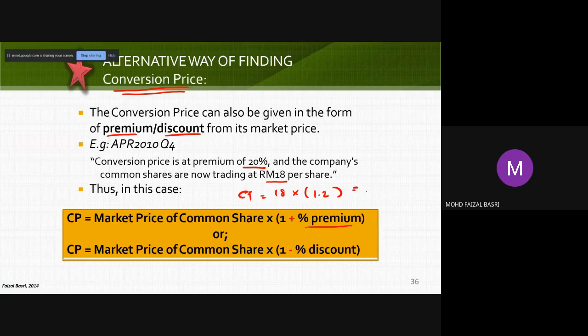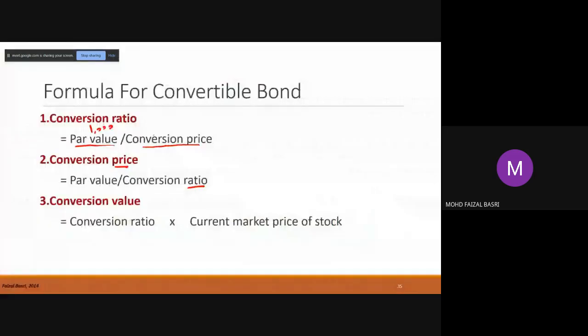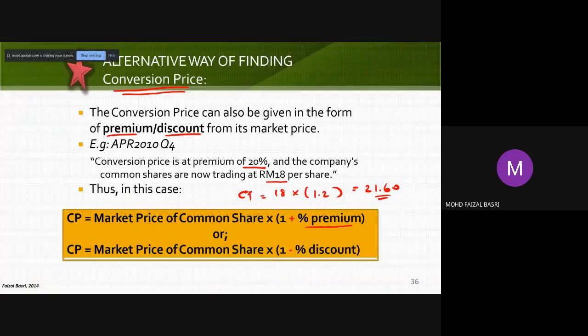So 18 times 1.2, it's 21 ringgit and 60 cents. So this is the conversion price. So once you have this conversion price, then baru boleh calculate conversion ratio. Okay. Similarly, kalau dia guna the word discount. Okay, discount just like a normal discount lah.